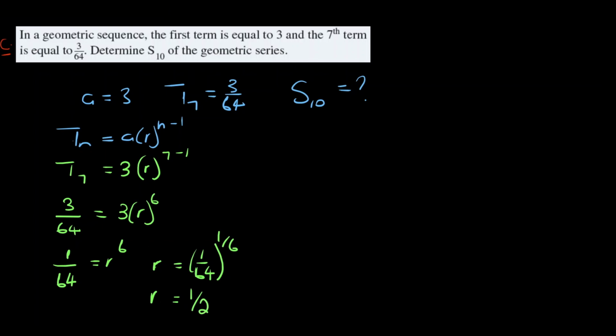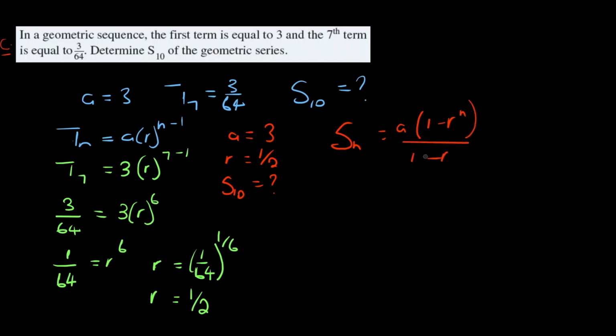So far, let's recap. What do we have? We have our a value to be 3. We have our r value calculated to be 1 over 2. And we are asked to calculate what the sum of 10 terms is. So if our r is a half, we know that we'll be using the formula, the sum of n terms is a times 1 minus r to the power of n over 1 minus r.